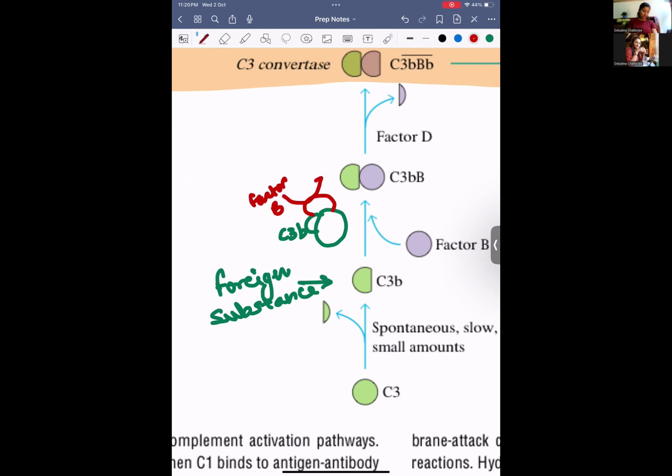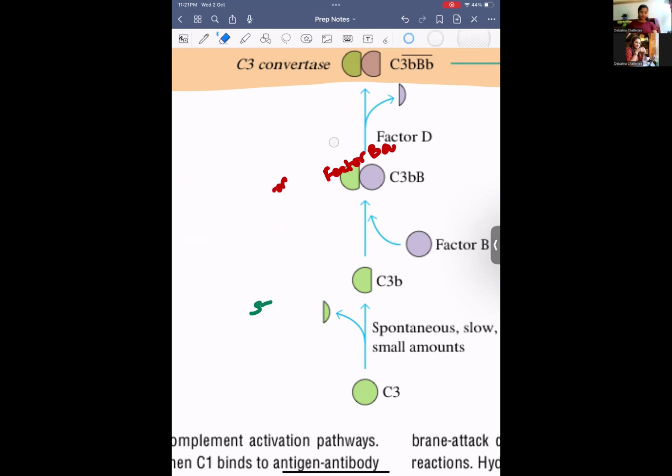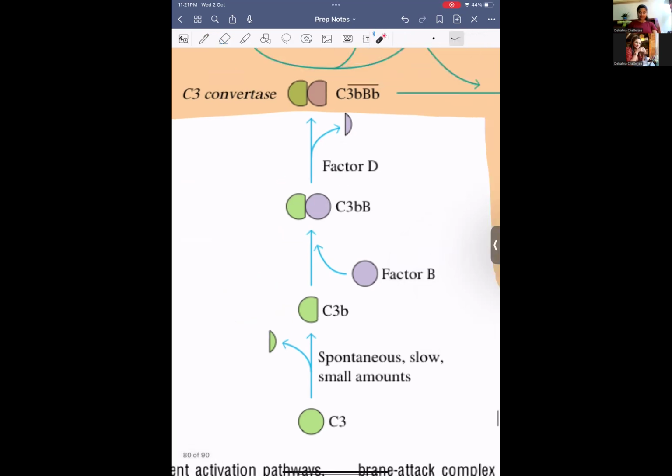but it's going to cleave it into factor Bb, the larger fragment, and factor Ba. Now, this factor Bb, as the norm remains, is going to join back. And that is how you have the formation of this complex C3b and Bb.